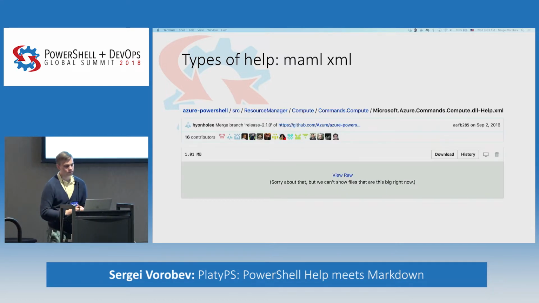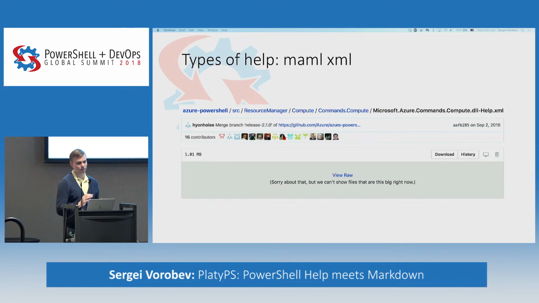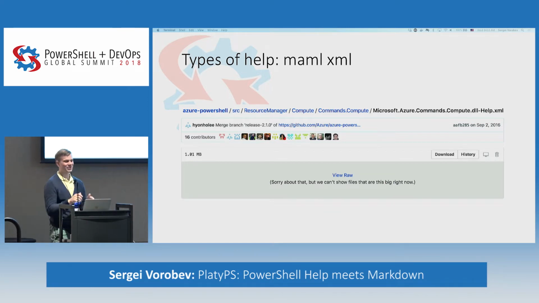The third option is called MAML XML. So how many of you wrote MAML XML in your life? Okay, one hand. Half a hand. Okay, so let's break it down. Great that you came to the talk. Glad. I think we will learn a lot of cool stuff today. So MAML stands for Microsoft Assistance Markup Language, and XML stands for Extensible Markup Language. So we have markup language twice.